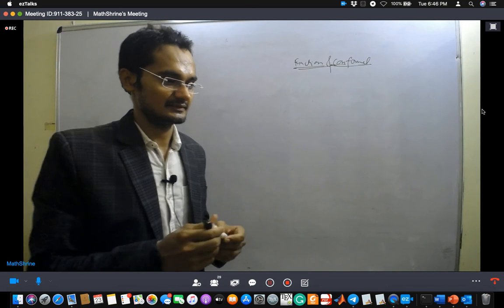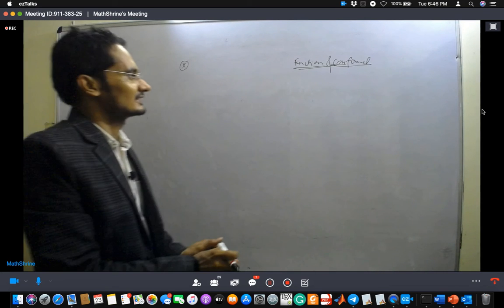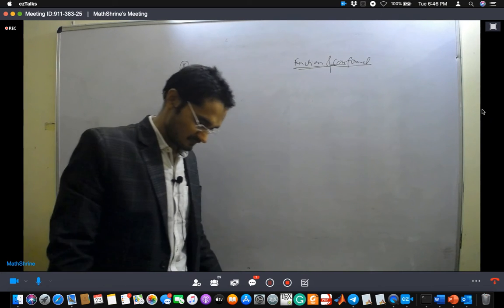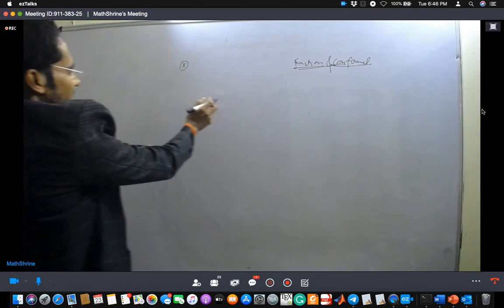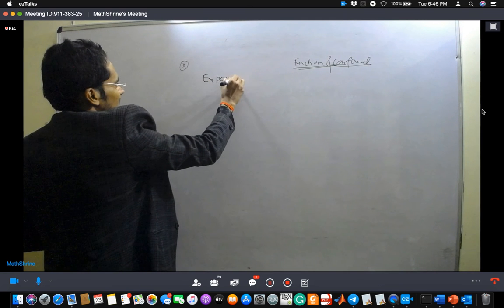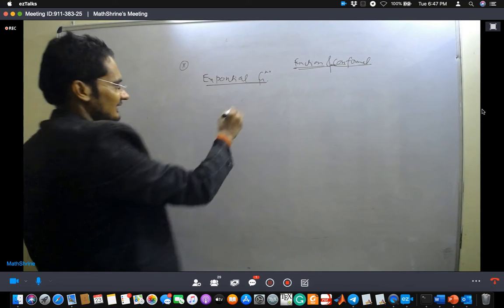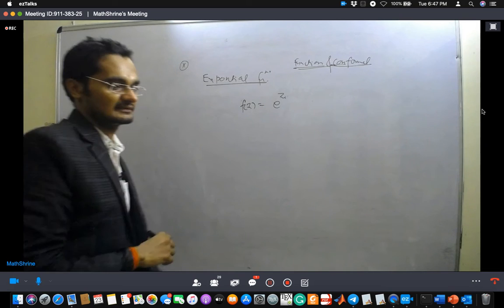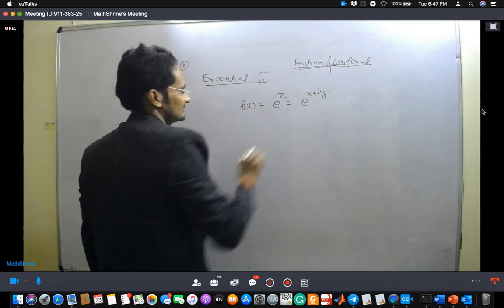So, for the question, let's see the exponential function. We know that the exponential function f(z) is equal to e to the power z. z can be written as x plus iota y, the real part plus the imaginary part. Sometimes we say it is w also. So this is the function.